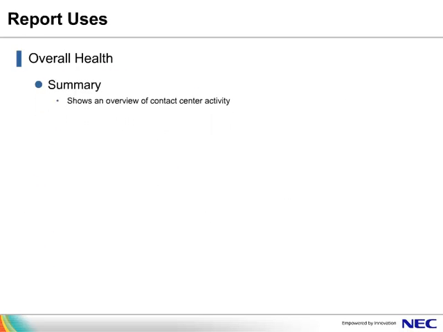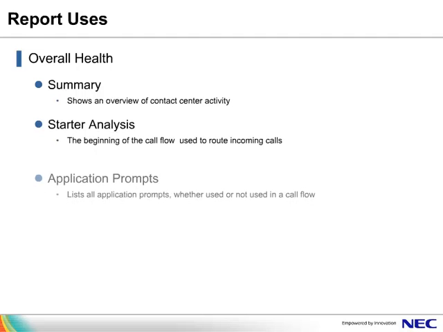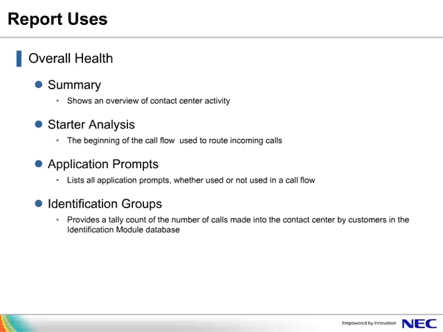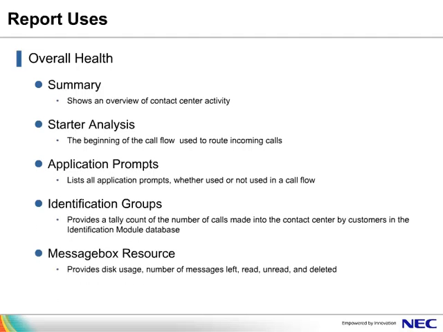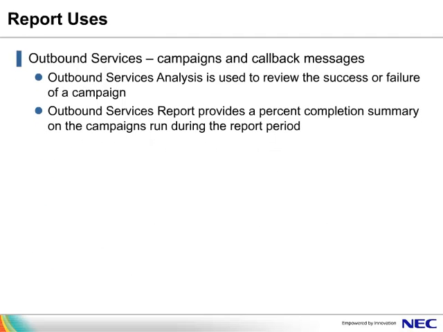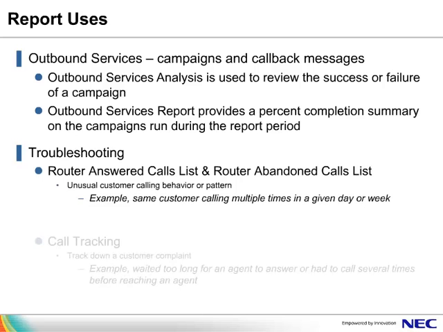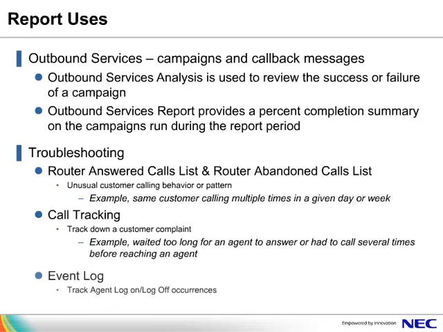The summary, starter analysis, application prompts, identification group, and message box resource reports can be used to measure the overall health of a contact center. The outbound services reports are used to evaluate the success of callbacks and outbound campaigns, while router answered and abandoned calls lists, call tracking, and event logs are used to troubleshoot specific incidents.